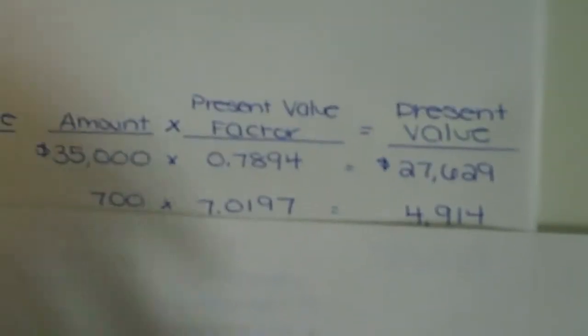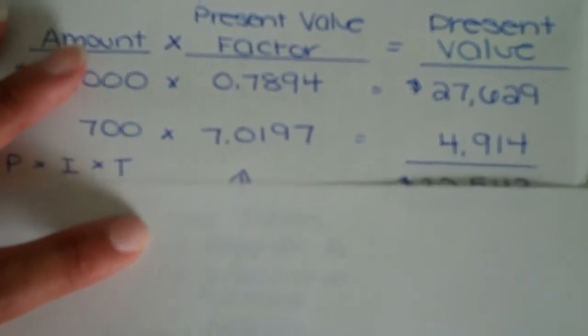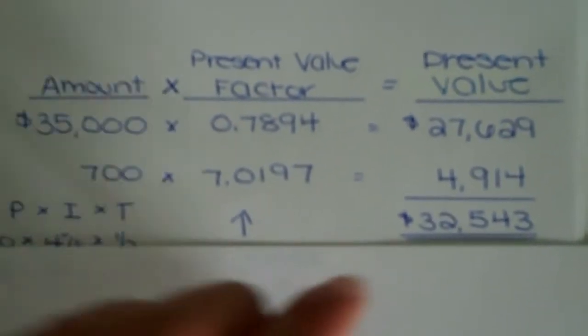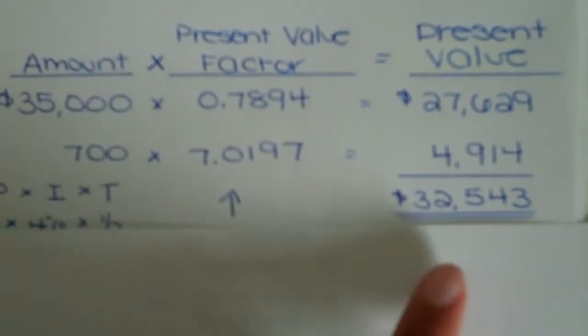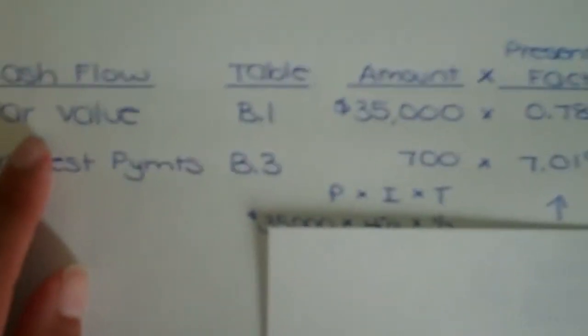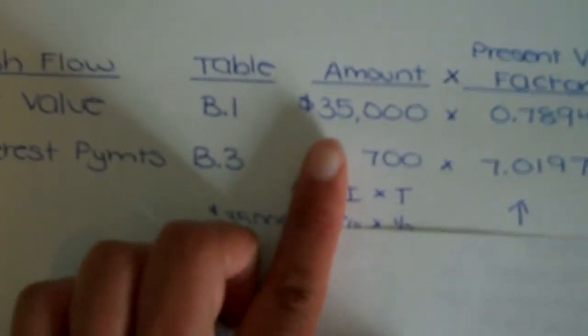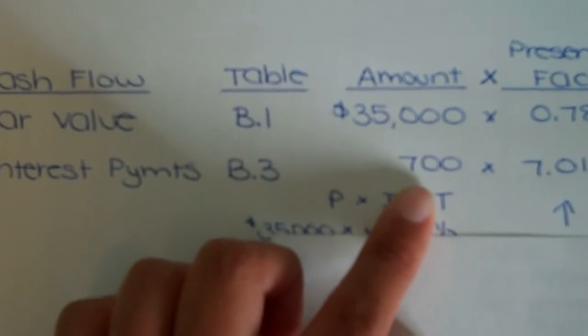Add up both present value amounts from the par value and the interest payment to get the total present value of the bond, $32,543. Again, that's the amount that bondholders are willing to pay today for a bond that will pay them $35,000 at the end of the 4-year period, along with semi-annual interest payments of $700.